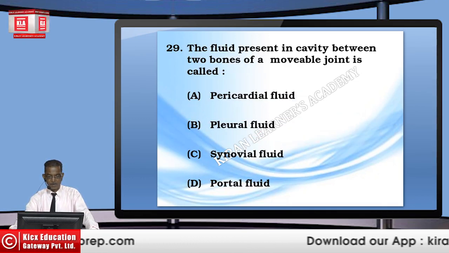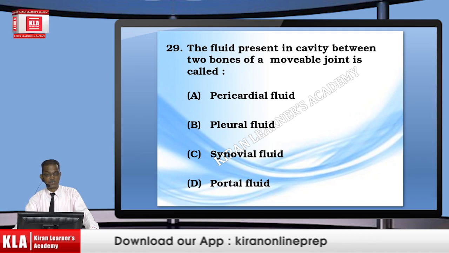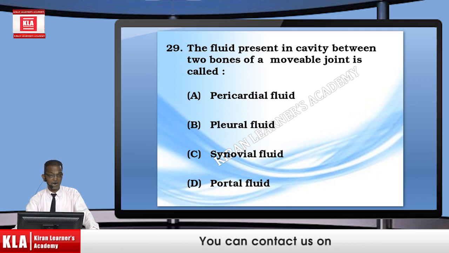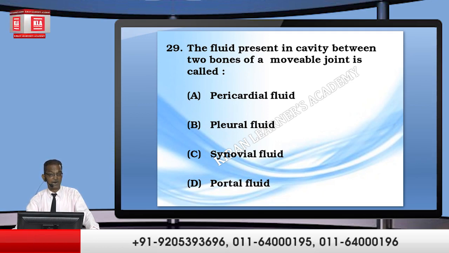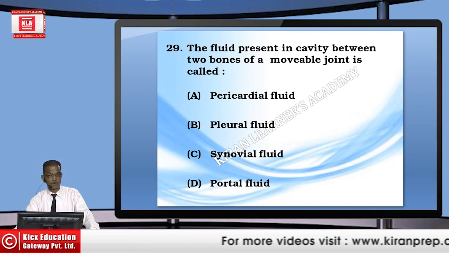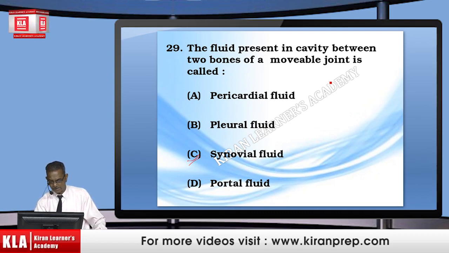Next, the fluid present in the cavity between the two bones of a movable joint is called pericardial fluid? You know, the heart lies protected by the pericardium, and hence between the cardiac muscles and the pericardium, the fluid present is the pericardial fluid. Pleural fluid is associated with the lungs. Synovial fluid is the correct option, because if I look at a bone joint, it's like this.